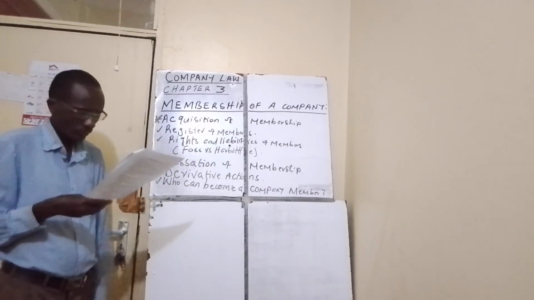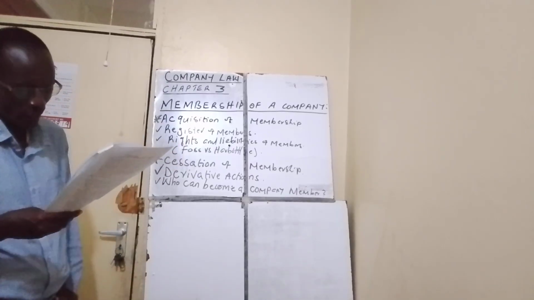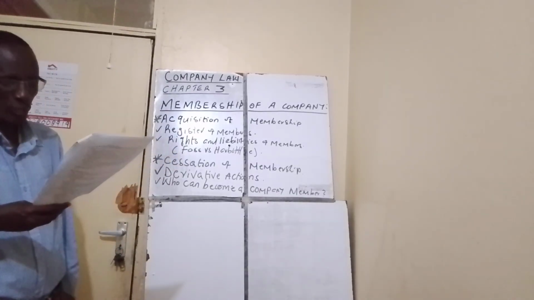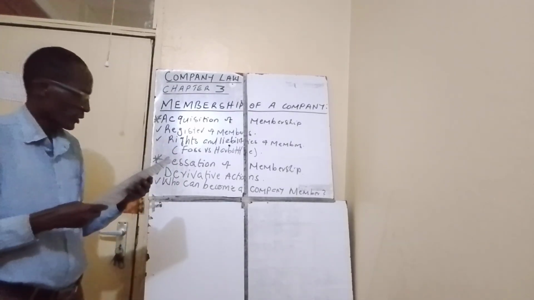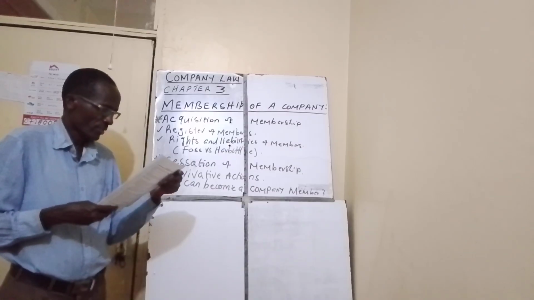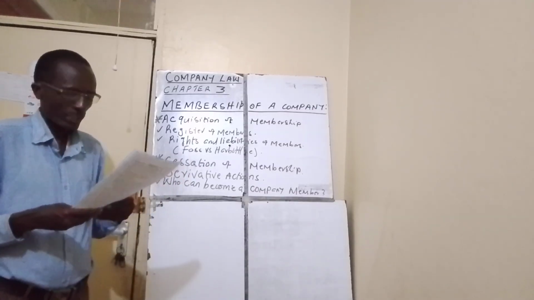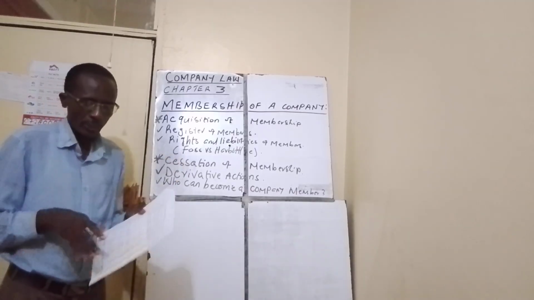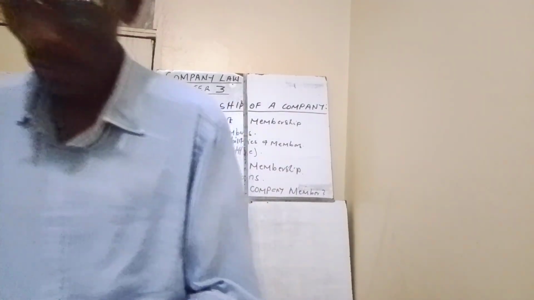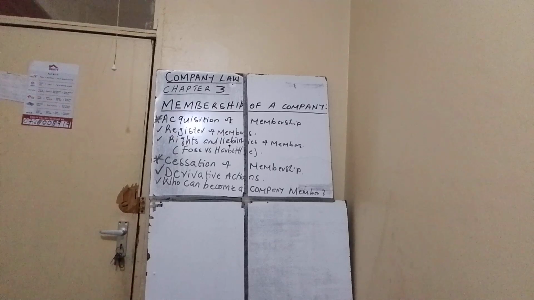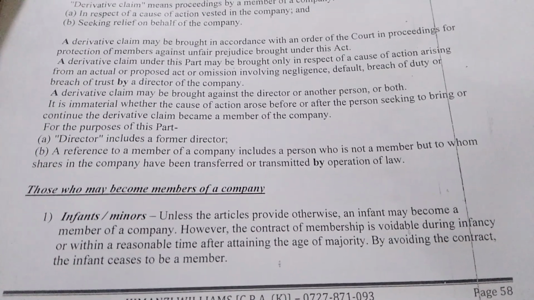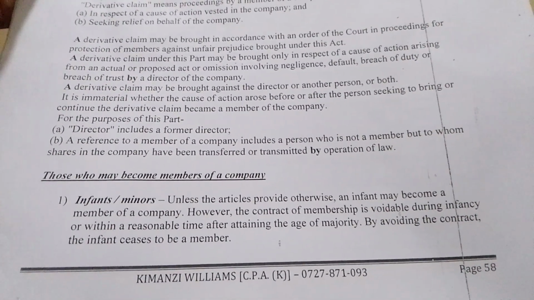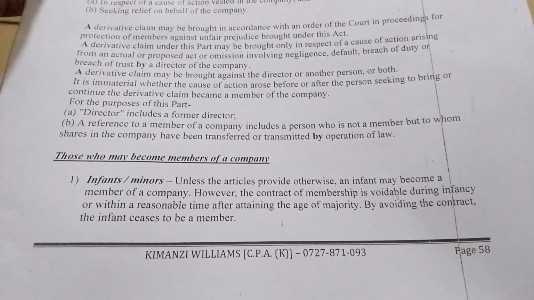Who can become a member of a company? A member is a shareholder. You say infants or minors, adults, personal representatives, trustees in bankruptcy, then body corporate. You mean that? Seeing is believing. I presented that. Those who may become members of a company: infants or minors is number 1.